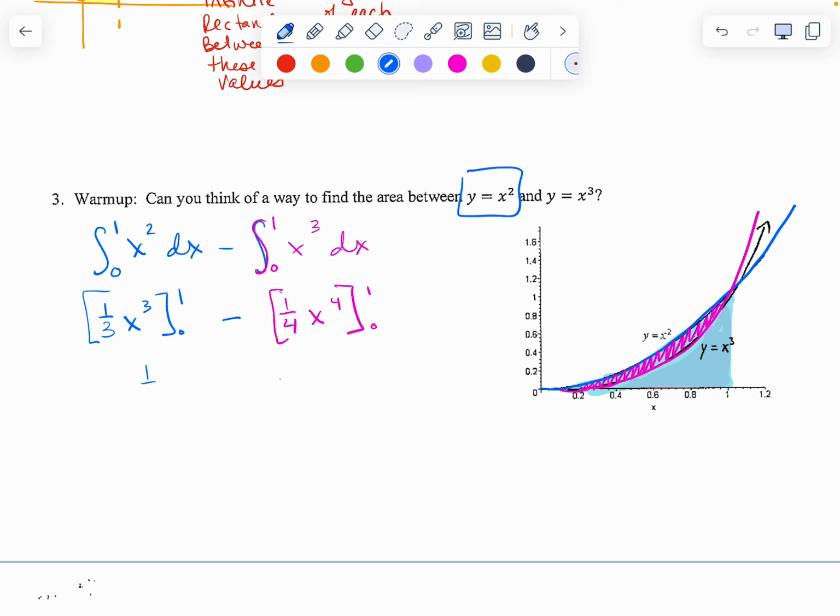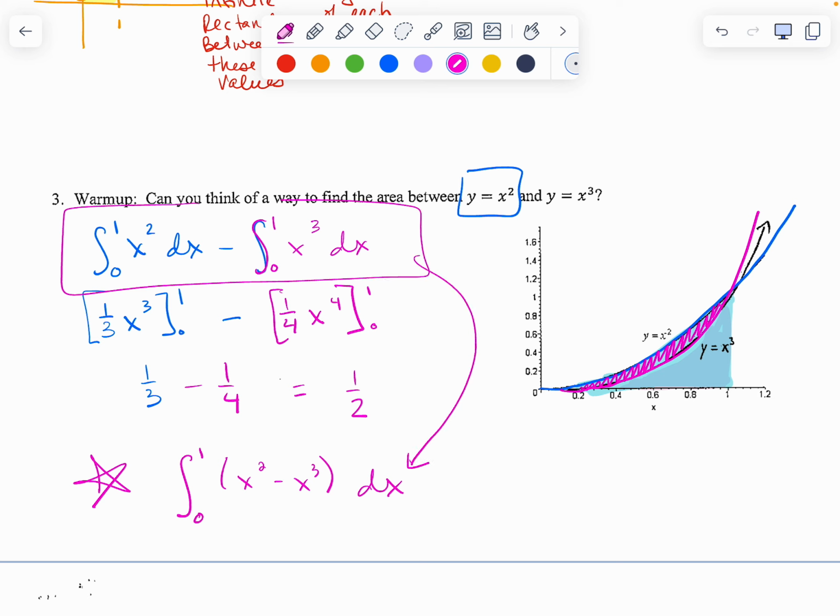So we're going to have 1/3 minus 1/4, which equals 1/12. Also, this is the concept that we're learning today, which isn't a big stretch. That wasn't that hard. The integral from 0 to 1 of x squared minus x to the third dx equals what we have up above. Oh, I said 1/12 and it didn't write. My mistake.